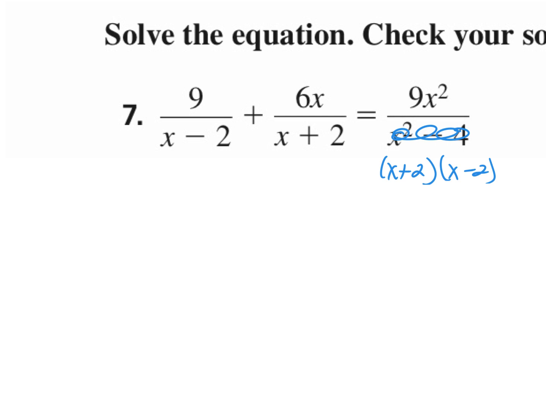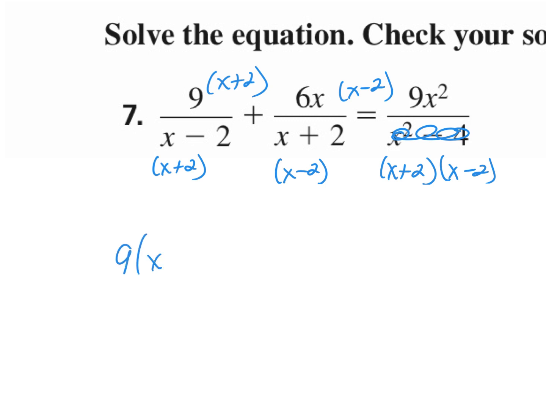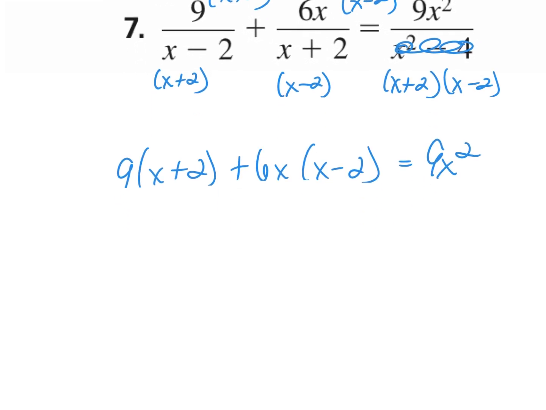All right, so first fraction is missing the x plus 2, correct? What you do to the bottom, you do to the top. My second fraction is missing the x minus 2. What you do to the bottom, you do to the top. And my third fraction has it all. But now that we have everything the same denominator, we can disregard it. So I have 9 times x plus 2 plus 6x times x minus 2 equals 9x squared.